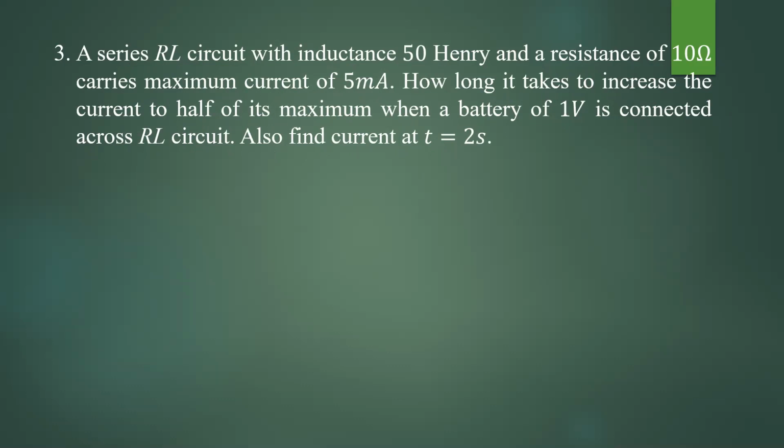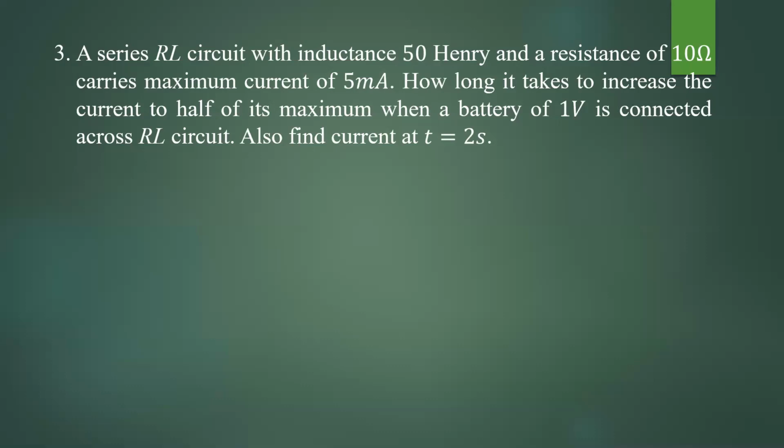They have given the series RL circuit with inductance 50 Henry. The inductance of the inductor is 50 Henry. So Henry is the unit of inductance. And resistance of 10 ohm. 10 ohm resistance is connected. It is very small resistance. Carries maximum current of 5 milliampere. The circuit can carry the maximum current I0 is equal to 5 milliampere.